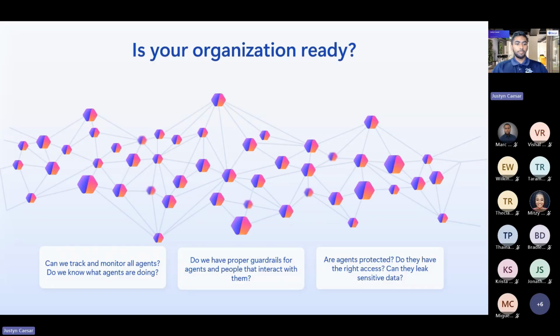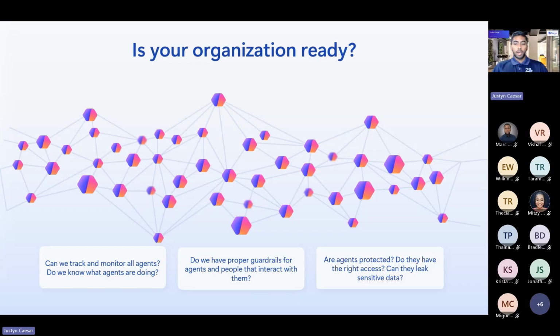So let's just start off with these simple questions. If you all can answer all of these confidently today, then you're already ahead of most organizations. First off, can you track and monitor all your agents, and do you know what they're doing? Not just the ones that IT has created, but all of them, including the ones that the employee built this week with their free agent builder. Inventory is also the easy part. Behavior is the more difficult and more important part. Knowing that an agent exists tells you nothing about the data that it accessed this morning.